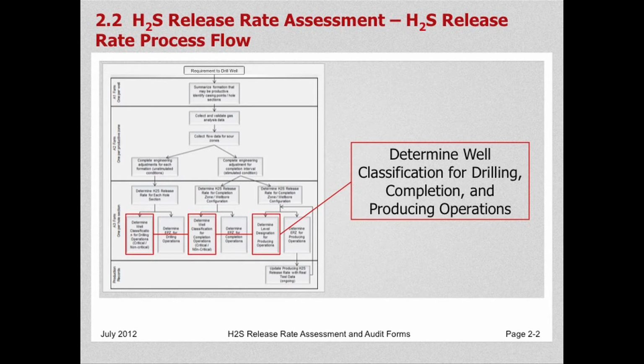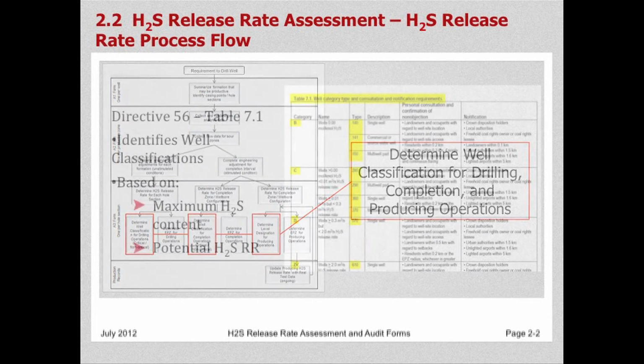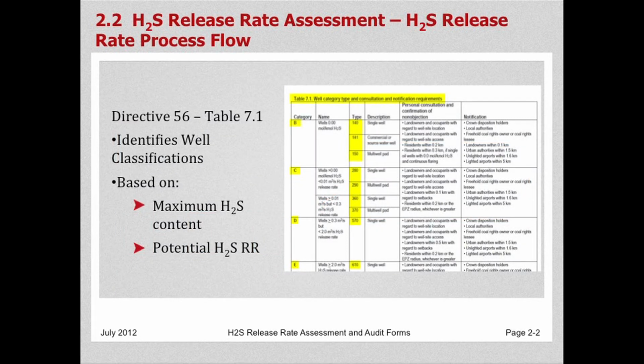The well classification is defined by the ERCB in Directive 56, Table 7.1. You guys have all heard terms to the effect of B140, D570, within that spectrum of are you sweet or are you critically sour, and where do you land in that range? Those classifications are built off of the H2S content and the potential H2S release rate.